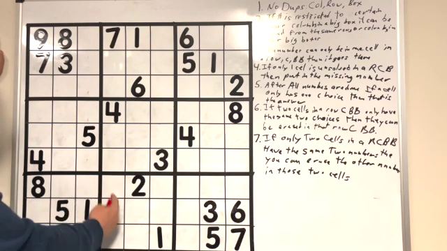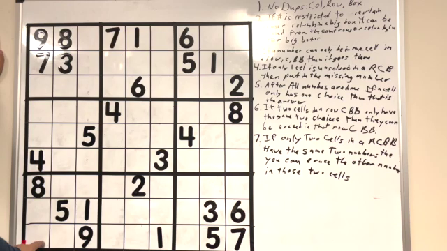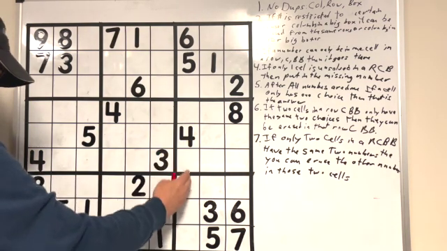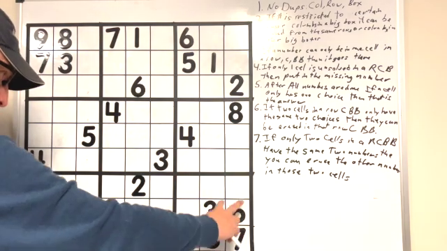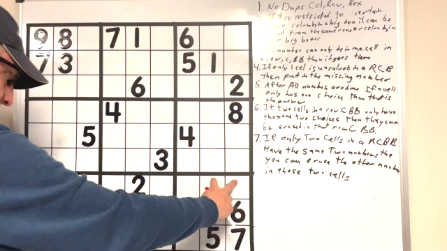So it can't be on the top, can't be down there. That doesn't help us. Can't be on the top, can't be down there. That does help us. Look at that. 4 can't be on the left. Therefore, it must be on the top because all of these are solved.